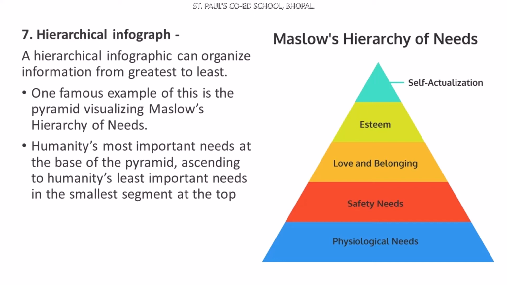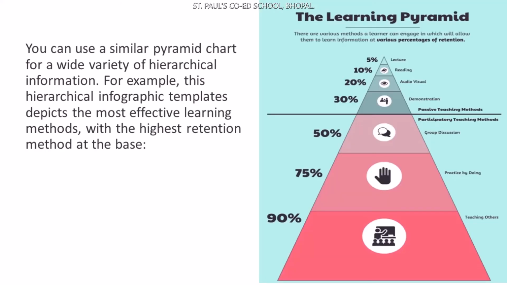So we have another pyramid, the learning pyramid. 5% lecture, 10% reading, 20% audiovisual, 30% demonstration. So these are all the passive teaching methods. Now participatory teaching methods are 50% group discussion, 75% practice by doing, 90% teaching others. So this is another template of a hierarchical infographic.